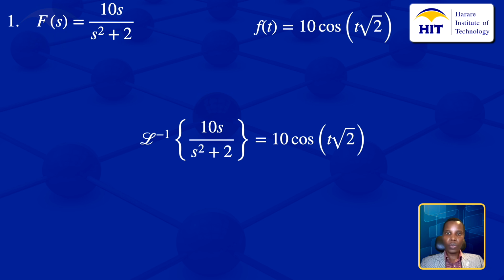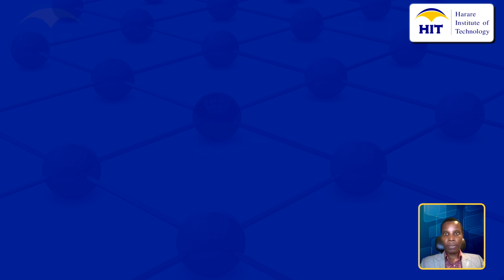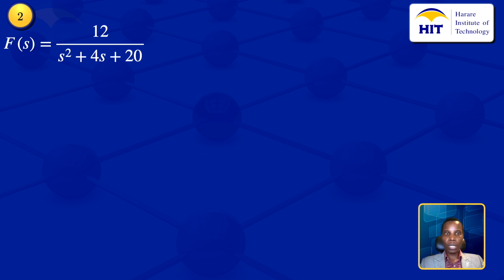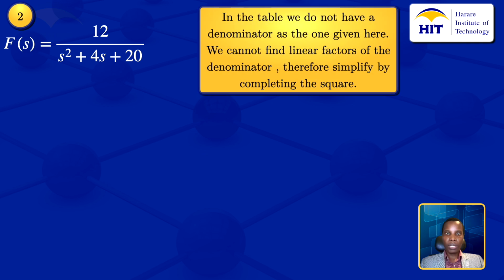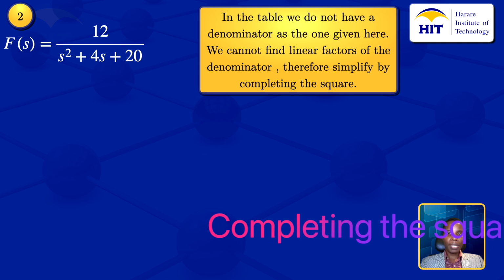We then move on to the next question, where we have F(s) equals 12 divided by s squared plus 4s plus 20. For this F(s), we see that in the table of Laplace transforms we do not have a denominator of the given form. Usually we can try to factorize, but in this case we cannot factorize this denominator. If we cannot factorize the denominator, we have to simplify by completing the square.